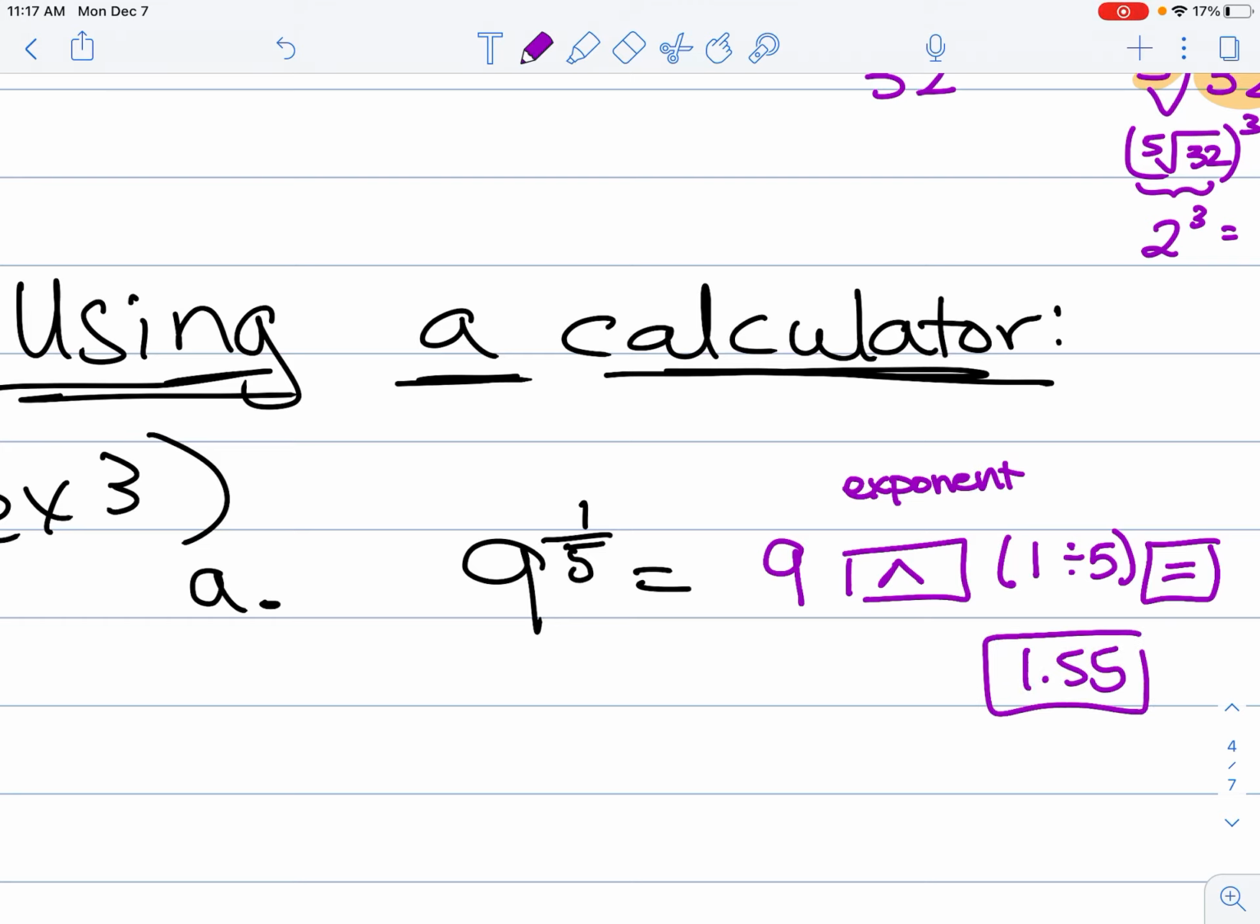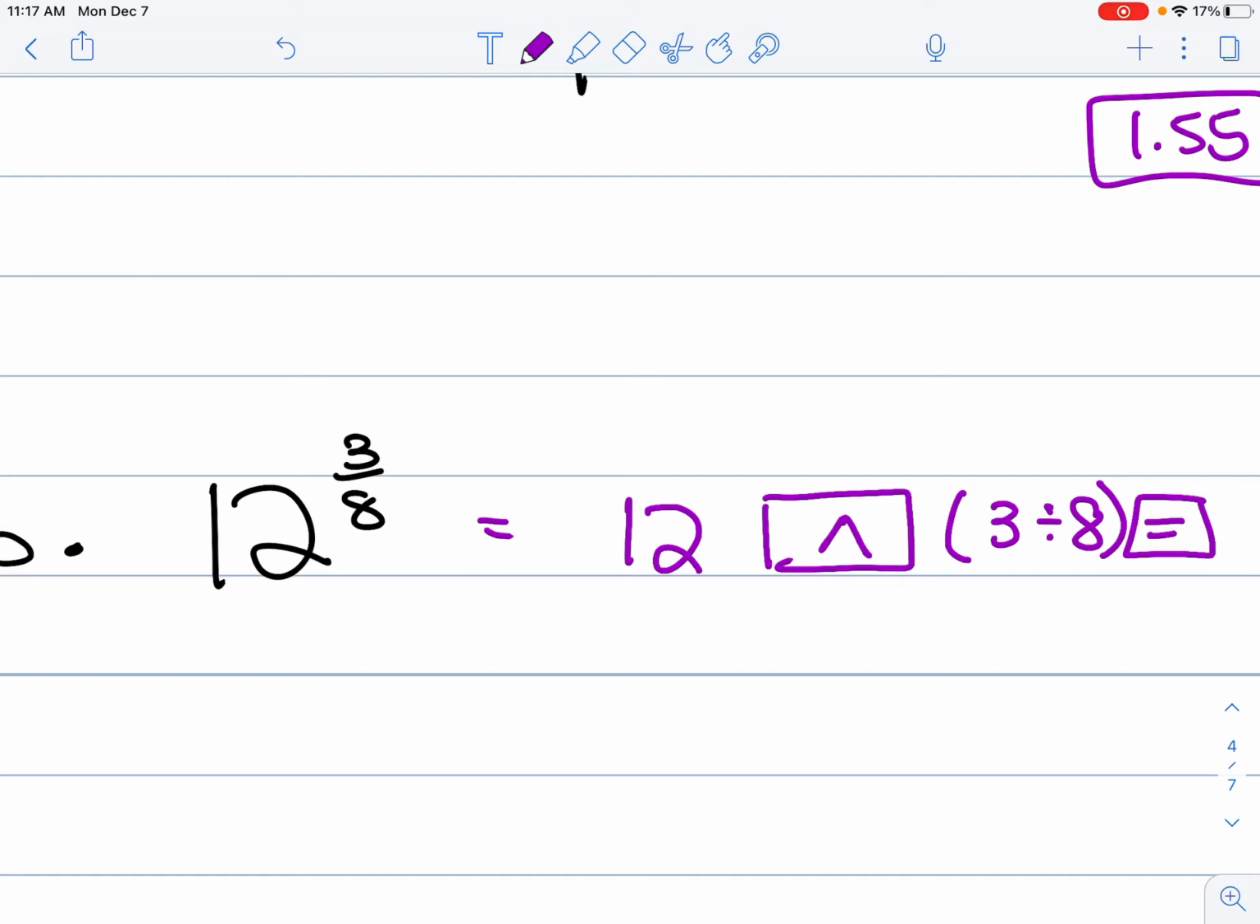And then this one here as well, in your calculator, you're going to write 12, and then you're going to write your exponent key, parentheses 3 divided by 8, end parentheses, and then hit your equal key. So you're going to go 12 to the parentheses 3 divided by 8, end parentheses, and we get approximately 2.54, and that's if we round to the nearest 2 decimal places.